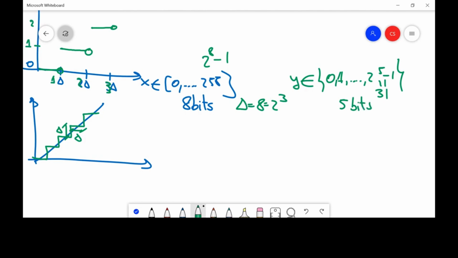So what is the compression ratio now? The new images, on average, would be 5 divided by 8 times smaller. So how much is this? More or less 62%, right? So my new images are 62% smaller than the original ones. So remember, our goal is to save space. Okay, good.